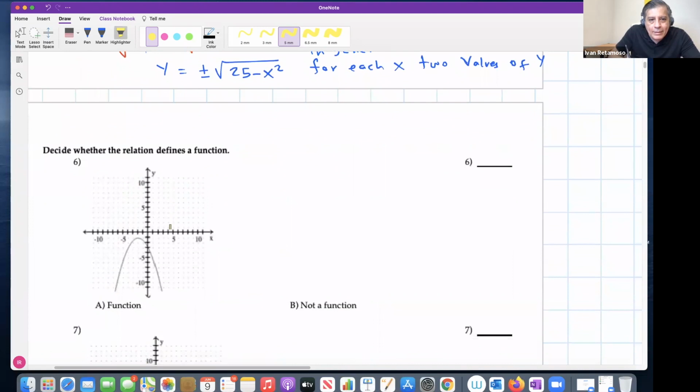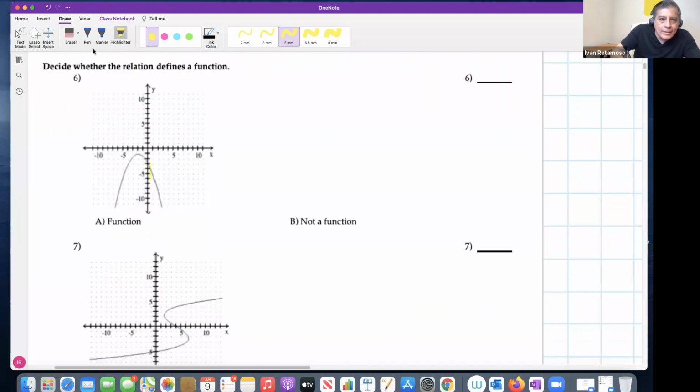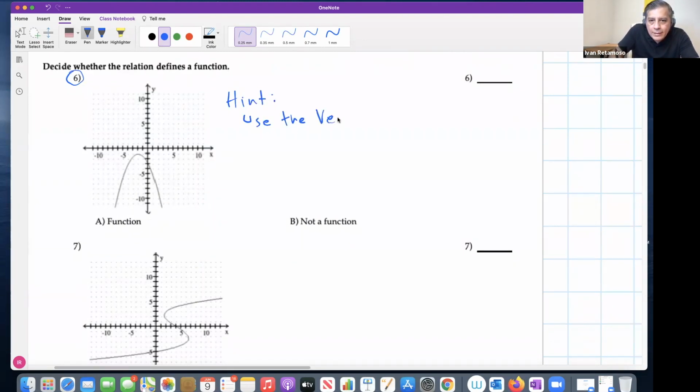Now, decide whether the relation defines a function. Can you answer this one, guys? Number 6. Is this graph the graph of a function? Let's see. Remember, hint, use the vertical line test. Remember, the vertical line test is used to determine if a graph is the graph of a function.